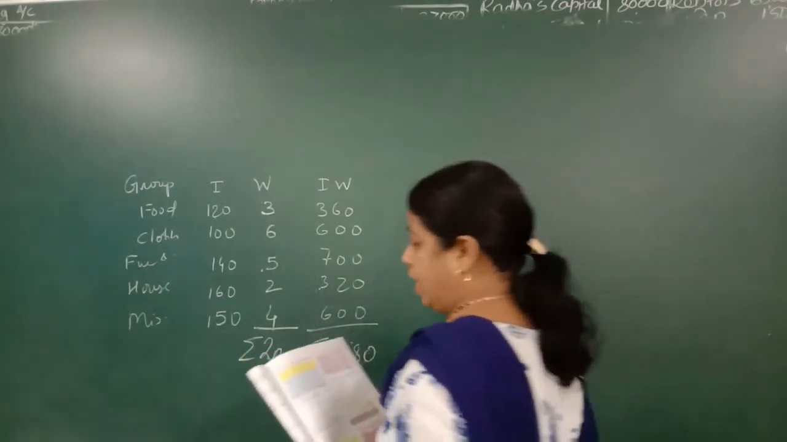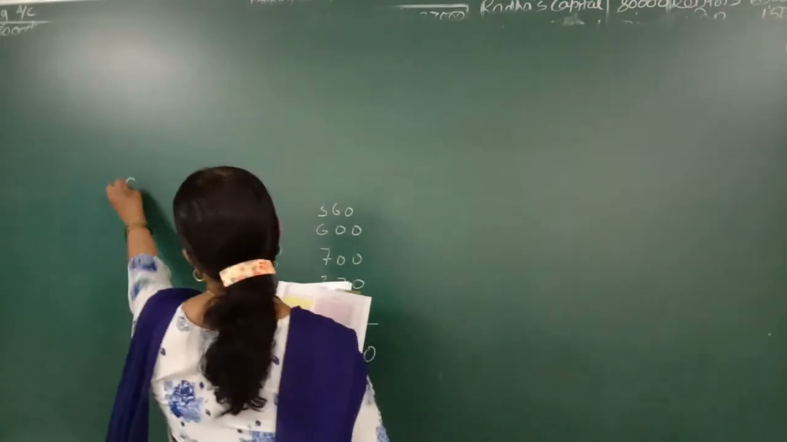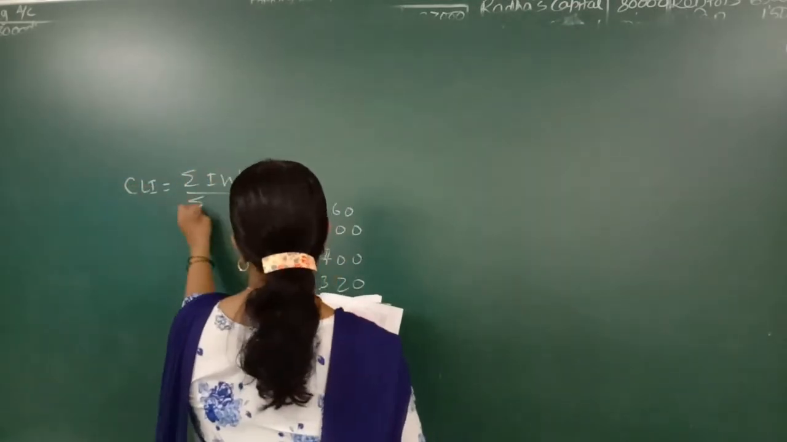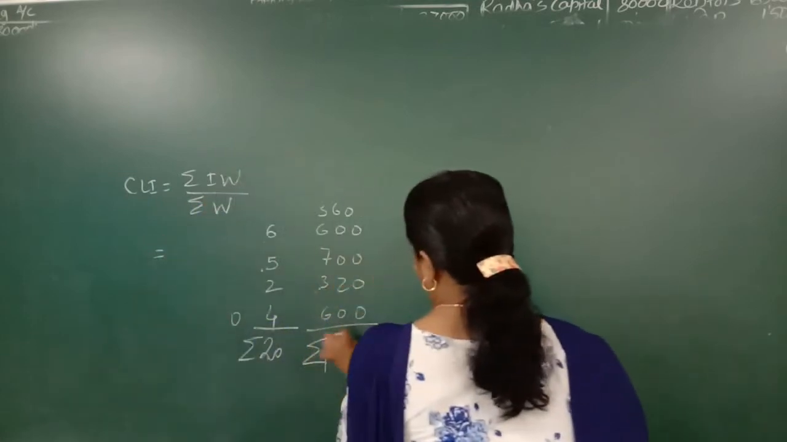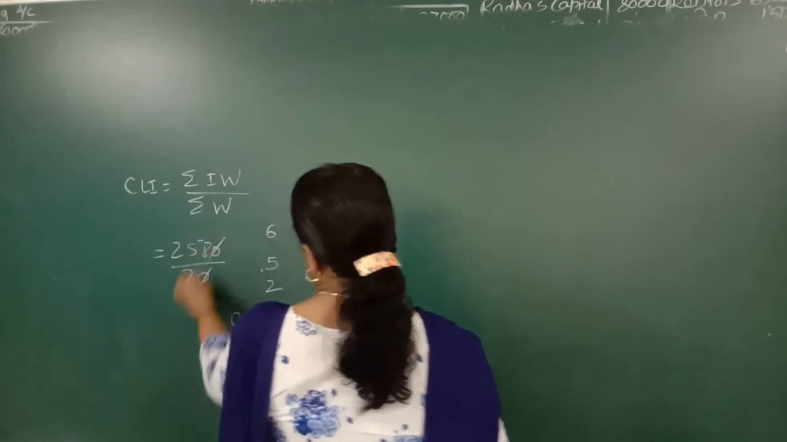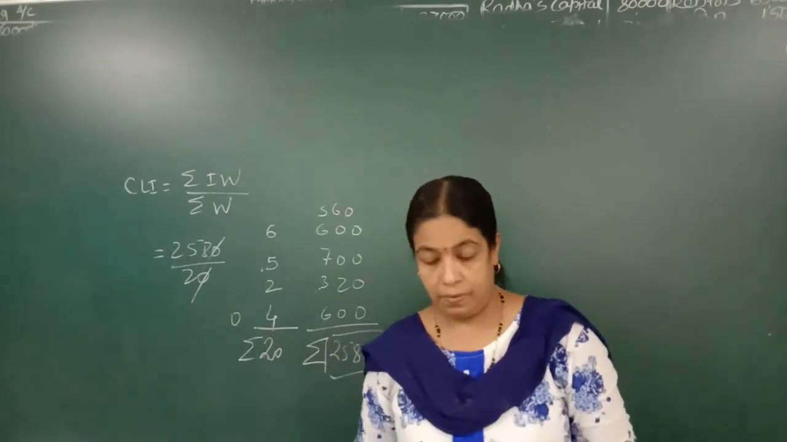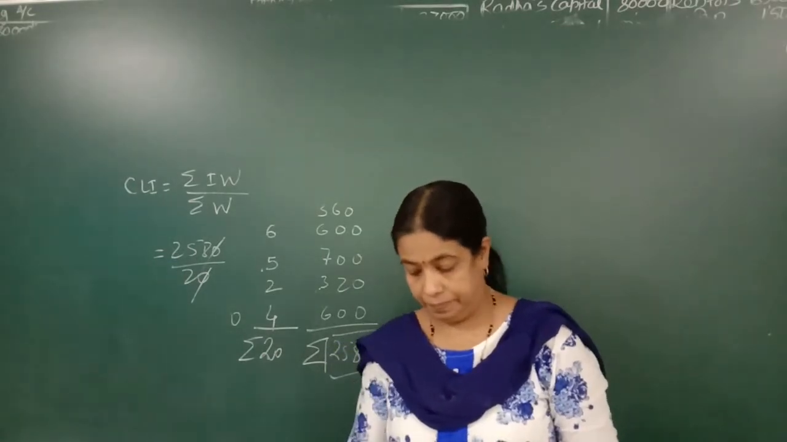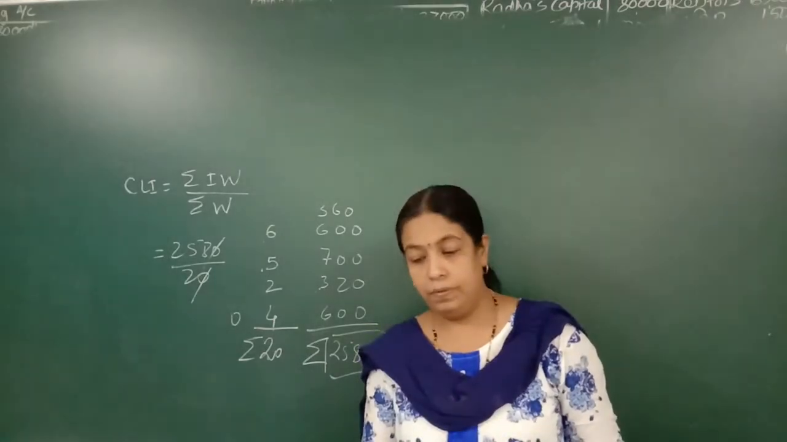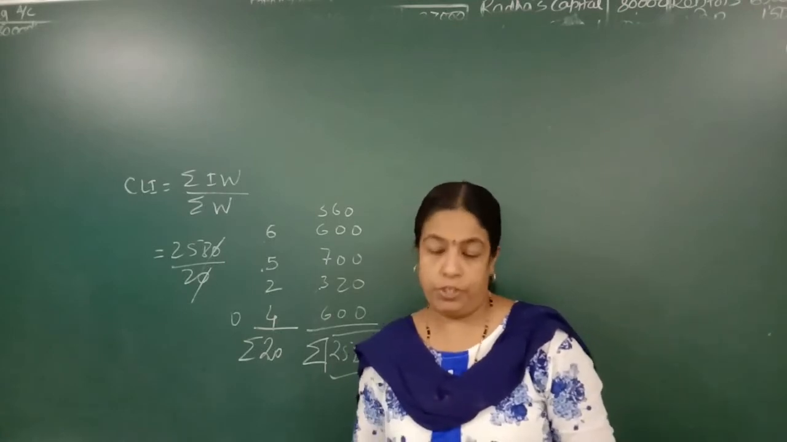Now, what is our CLI formula? CLI for family budget, summation RW upon summation W, summation IW, this is 2580 upon 20. This 2 gets cancelled. Finally, what remains is your answer. Similarly, you can find out the missing values also. Okay. Now, one more question we will do.